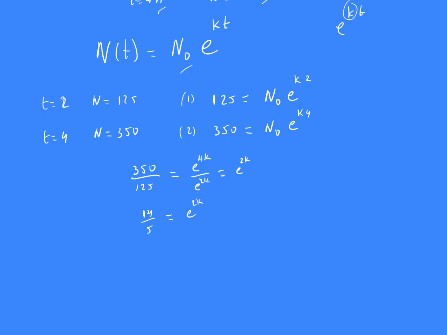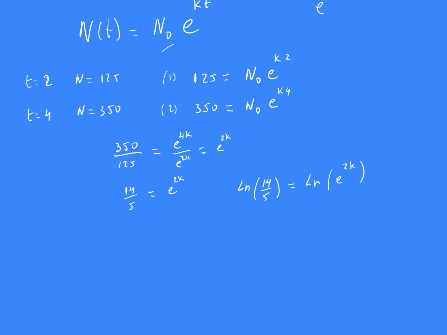I will take the natural log on both sides of the equation. So the natural log of 14 divided by 5 will be equal to the natural log of e to the 2k, because, remembering that natural log and exponential function are inverse functions, the natural log of e to the 2k is 2k.